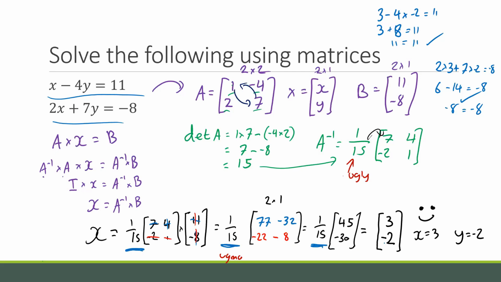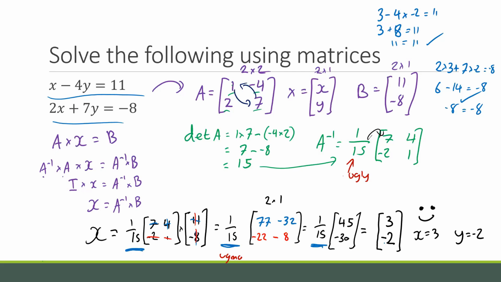Now, normally in these questions, as teachers, we try to make the determinant either 1 or 10, because if it's 10, it's nice and easy to deal with. But if you do have to deal with an ugly fraction, just leave it out till the very end, and then it should be easier.